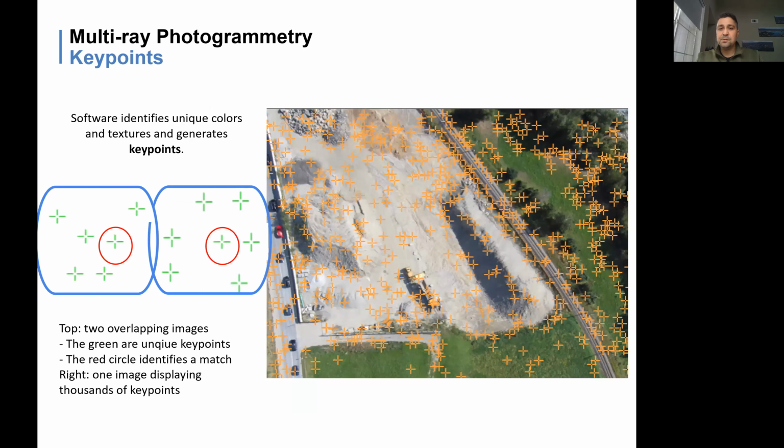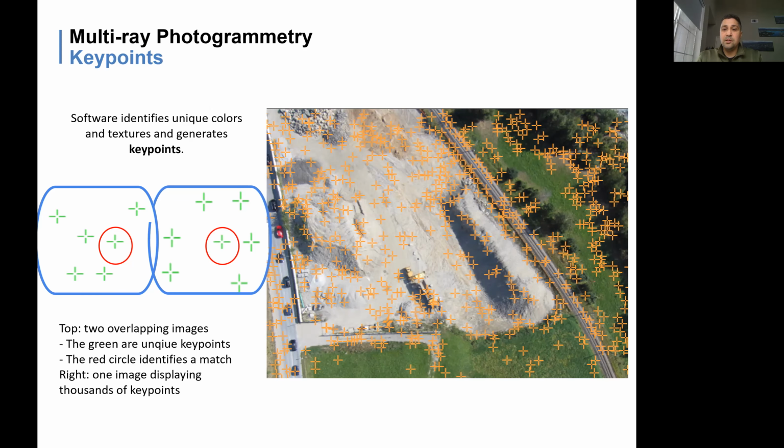Let's check this out, how it comes to this. Breaking down what happens during the photogrammetry process, when the software is processing: the software first identifies unique colors and textures in a photograph, and then it generates what are called key points. This is photo by photo, single photo by single photo, not taking into consideration the overlap or anything so far.